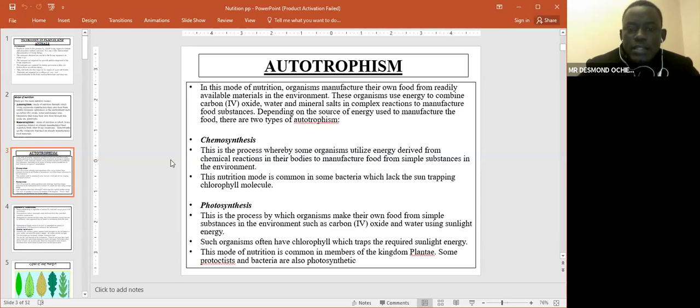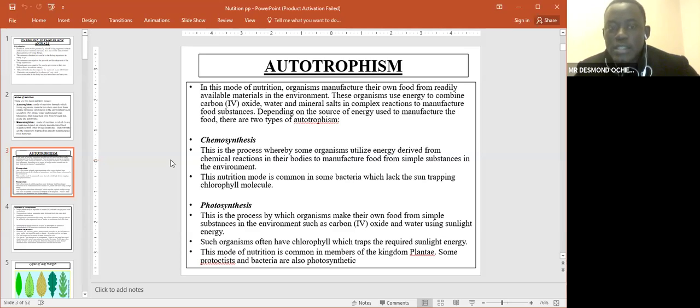So these green plants, the reason why we call them green plants, and I believe we all know, is because of the presence of the green coloring matter, which is the chlorophyll, which is always found in the chloroplast. So photosynthesis occurs in the green plants. And we all know photosynthesis as the process by which organisms make their own food from simple substances in the environment, such as carbon dioxide and water, using sunlight energy.